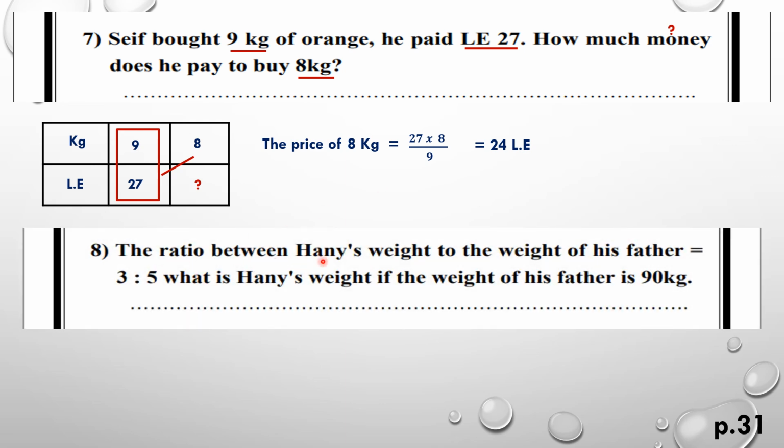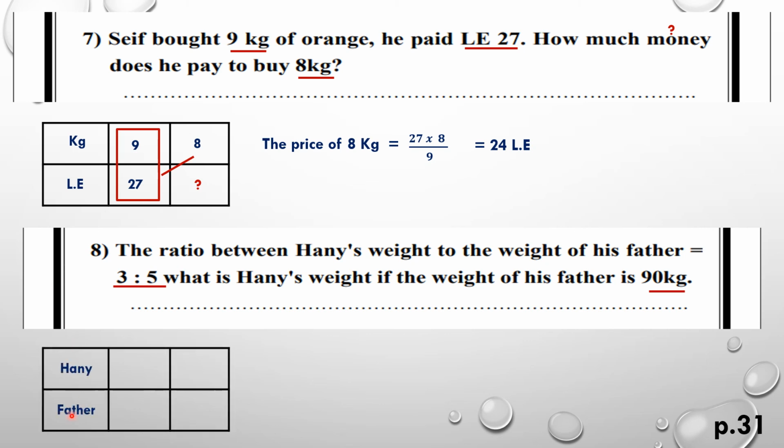Number 8. The ratio between Henny's weight to the weight of his father equals 3 to 5. What's Henny's weight if the weight of his father is 90 kilograms? Here is our table. Henny and father. 3 beside Henny, 5 beside the father. And the weight of the father is 90 kilograms, so this 90 should be put beside father. Now, do we have a completed column? Yes, we have. Do we have a completed cross? Yes, we have. So, Henny's weight equals 90 times 3 over 5, which is equal 54 kilograms.